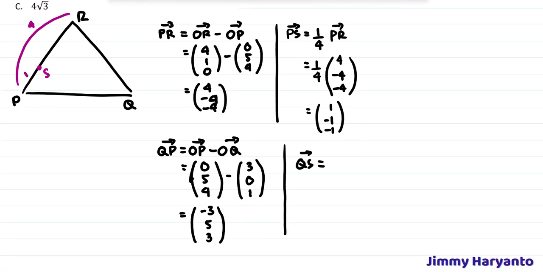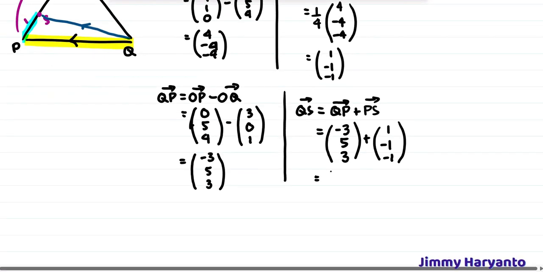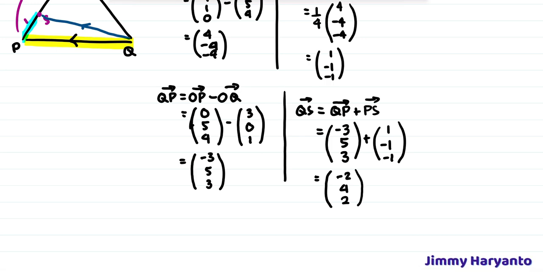QS is this one, QS. To find the QS, you have to walk from Q to P first, and then go to S. Yeah, so QS equals QP plus PS. That's why I told you to find the QP before. (Negative 3, 5, 3) plus the PS. We also have the PS right there. Then you add them together. You'll have (negative 2, 4, 2). And then this one is QS.